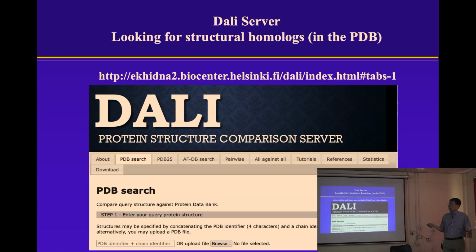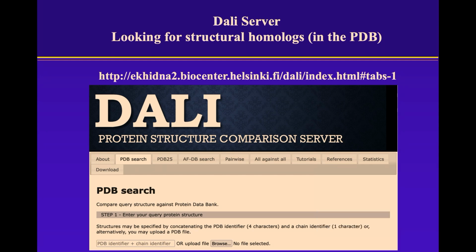And then another thing is, if you have a protein structure, you wonder what other structures look like your structure in 3D. Because structure is more conserved than sequence. So things that may not be homologous in sequence may be similar in structure. To look for structural homologs, there are many tools available. The one I use a lot is DALI, a server based in Helsinki, Finland. Again, you upload your PDB file to the server, and it'll come back with structural homologs.